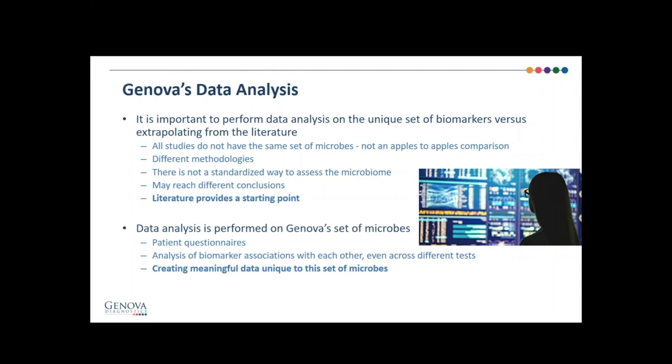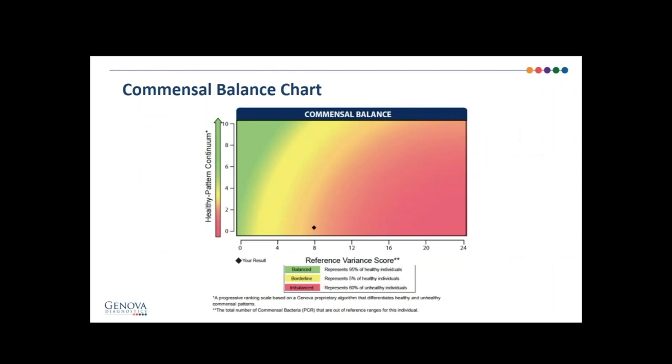From there, we take more information, like information from patient questionnaires. We do an analysis of biomarker associations with each other, even across different tests. The goal is to create meaningful data unique to our set of microbes. The commensal balance chart. We have other webinars and support guides that go into full detail about the clinical associations charts, the commensal balance chart, the relative abundance. So I encourage you to look into that one for more information.